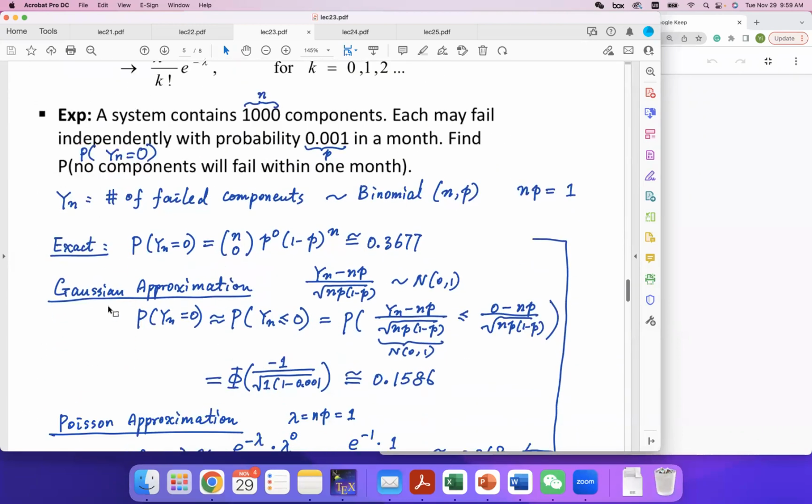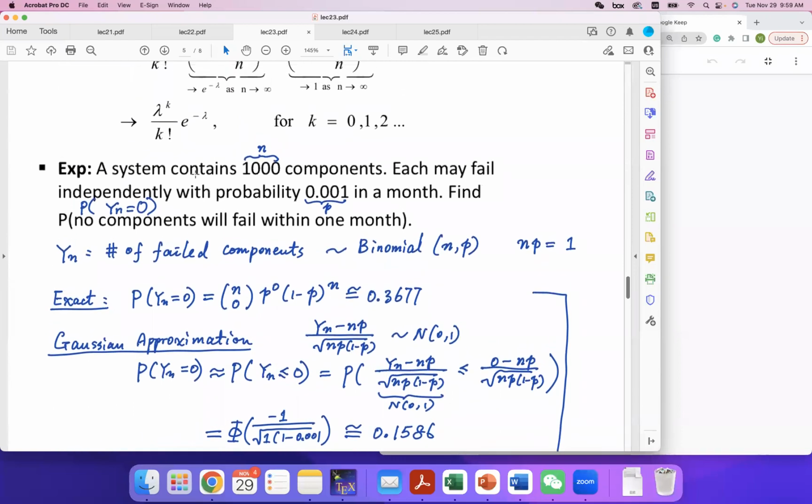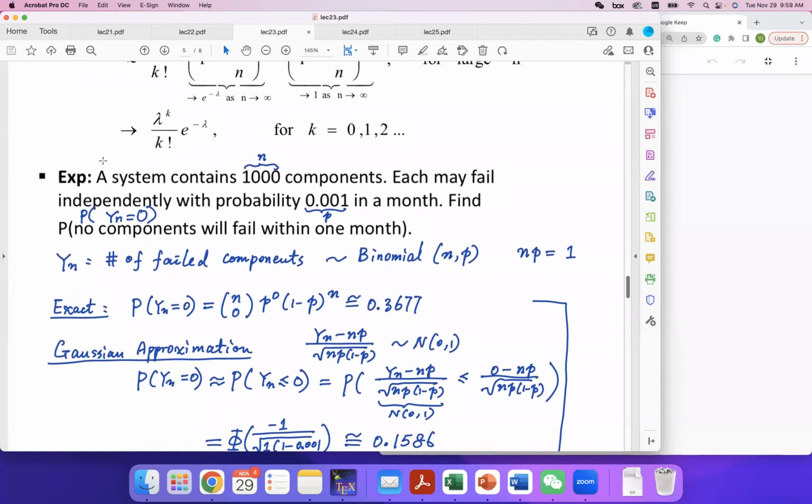And we can consider another example. Let's say a system has 1000 components, and each component may fail independently with probability 0.001. We want to find the probability that no components would fail within 1 month.